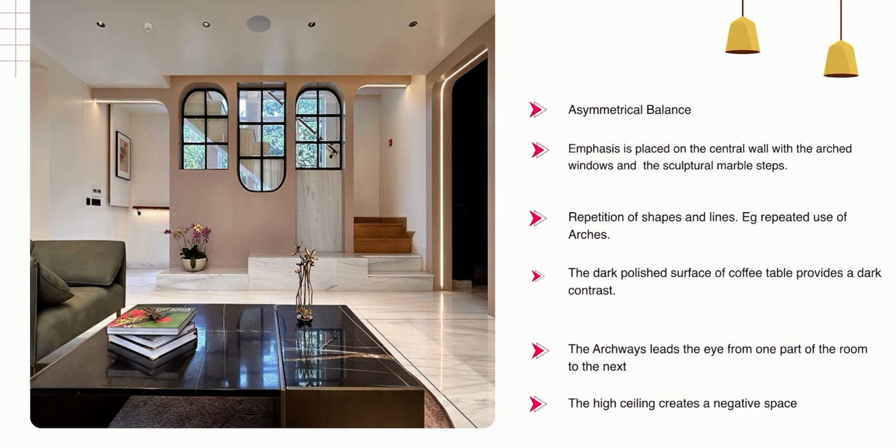The space features asymmetrical balance. While the arches and windows are not mirrored perfectly, they are visually balanced by the surrounding architectural elements and lighting. The placement of the sofa on the left and the decorative piece on the coffee table help counterbalance the larger stair area on the right.